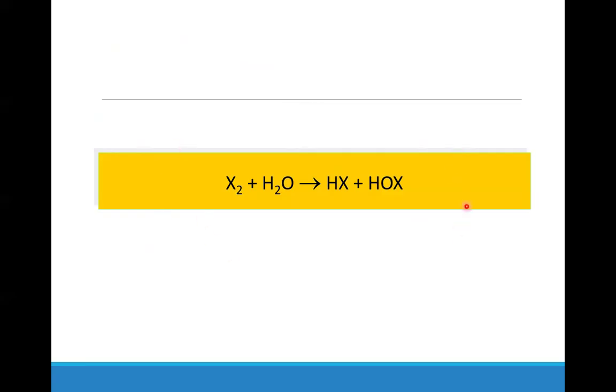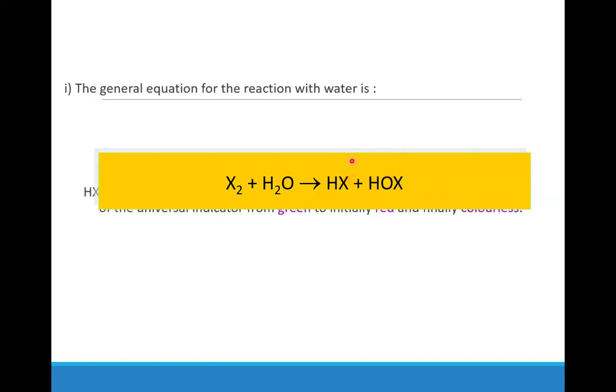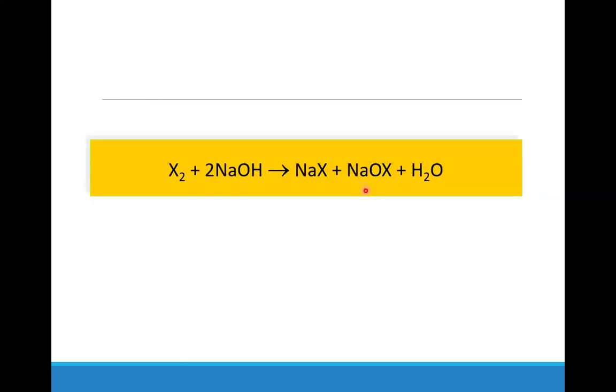So let's look at the reaction of a group 7 element with water, right? So this is a group 7 element which exists in the diatomic state, and when it reacts with water, it forms an acid and a hypo acid. Okay, so for example, if it reacts with chlorine, it will form hydrochloric acid and hypochlorous acid, right? So this is the reaction.